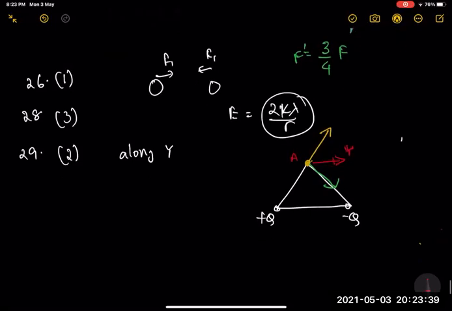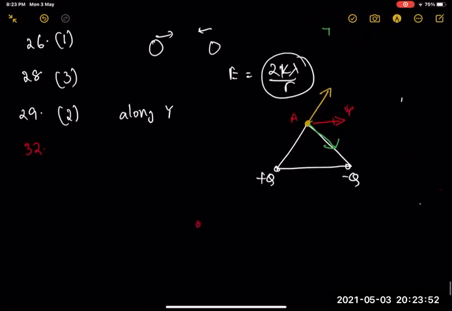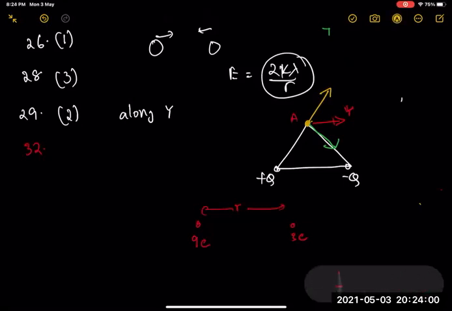So 32. After 29, 32. Okay. 32 is two charges 9E and 3E are placed at distance R. The distance of the point where the electric field will be 0. So 9E, 3E, and the distance between them is R. Try, where is electric field 0?